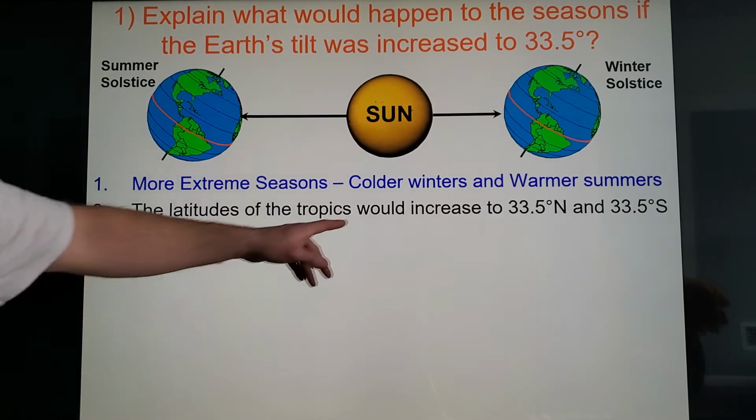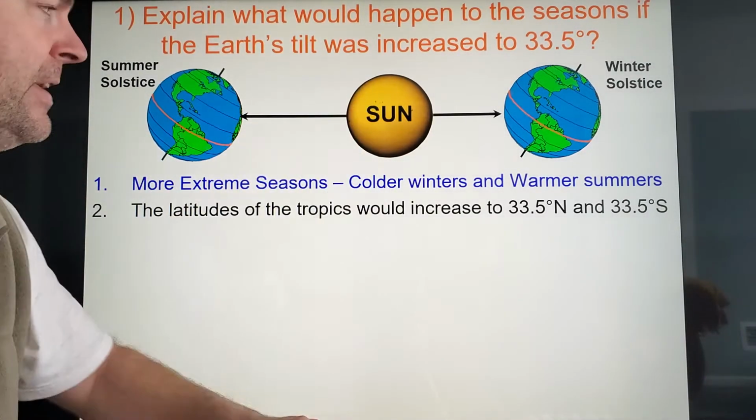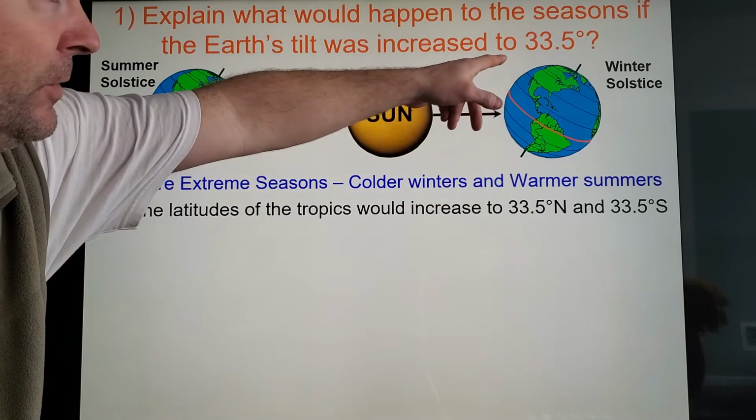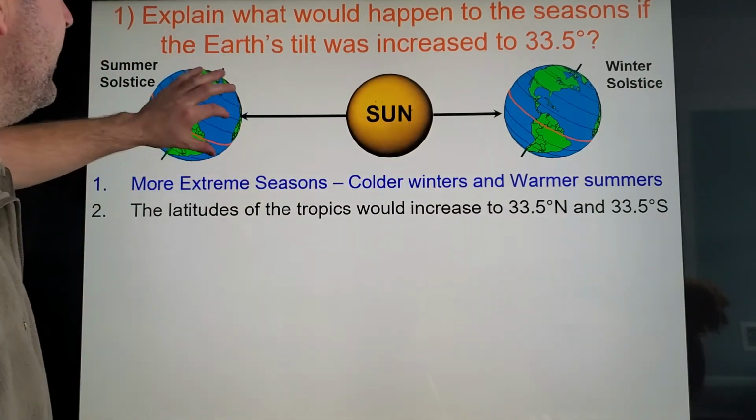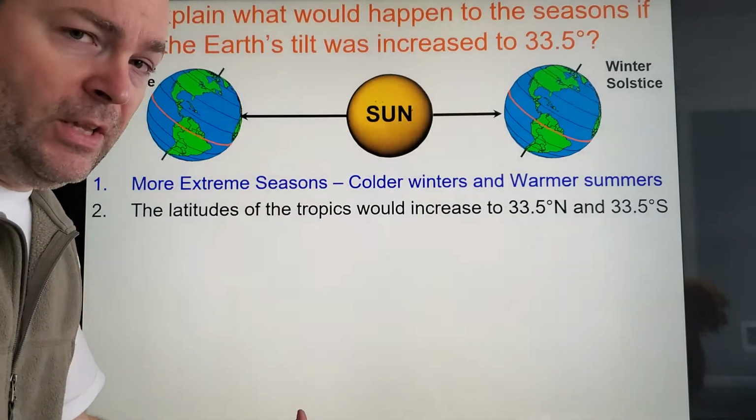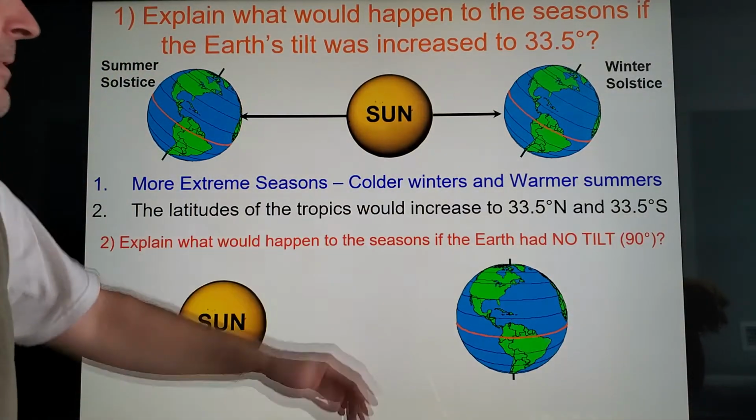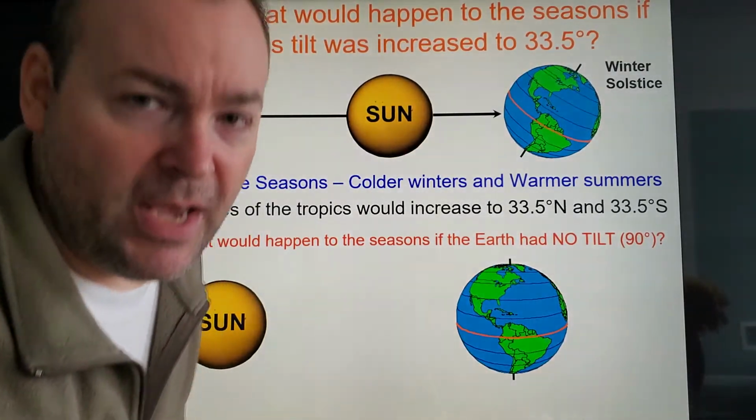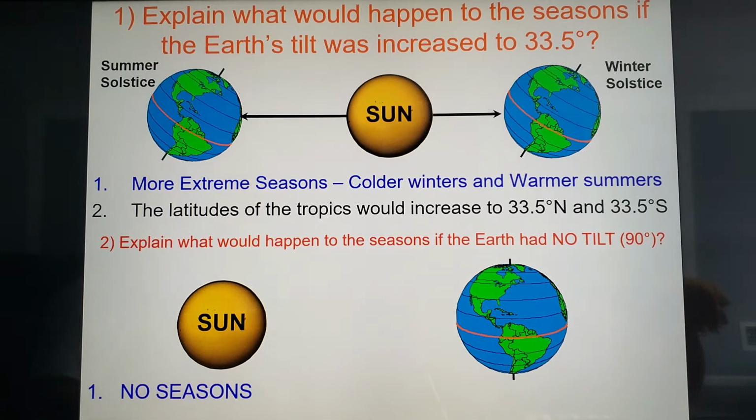The latitude of the tropics, right? It would no longer be in between 23.5 degrees north and south. It would extend to 33.5 degrees north and south in this scenario. Because the tropics are the areas of the Earth that receive direct sunlight at some point throughout the year. Okay? What would happen if there were no tilt at all? Well, what did we just say? You got it. There would be no seasonal change.